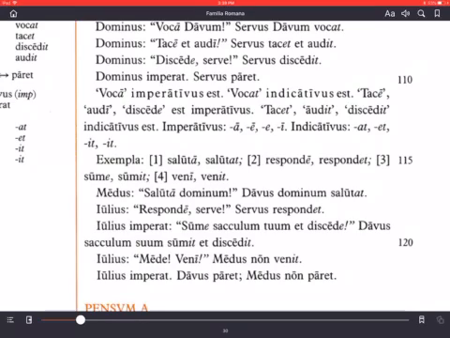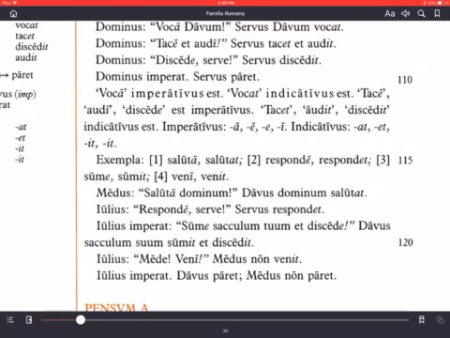Davus sacculum suum sumit. Davus picks up his sack, his pouch. Sacculum is the accusative of sacculus. Just as a side note, saccus is sack, and sacculus, with the ul added into the middle of it, makes it a diminutive form, which means a little sack, or in this case, maybe a purse or pouch. All right. Et discedit, and he leaves.